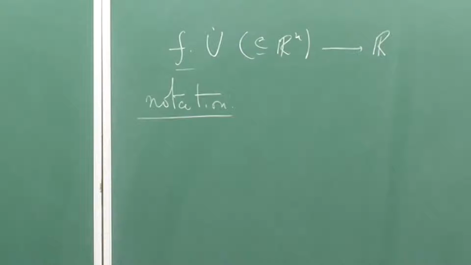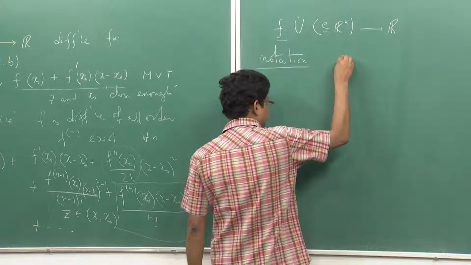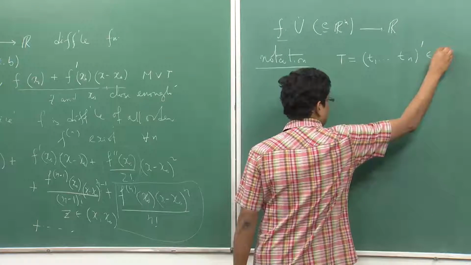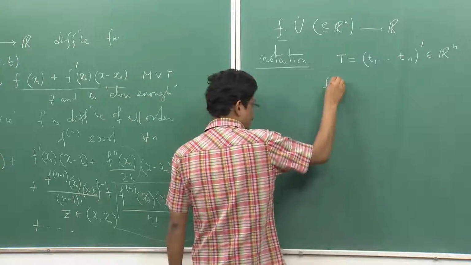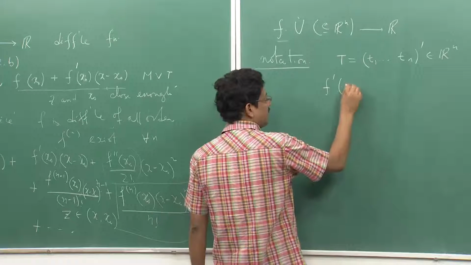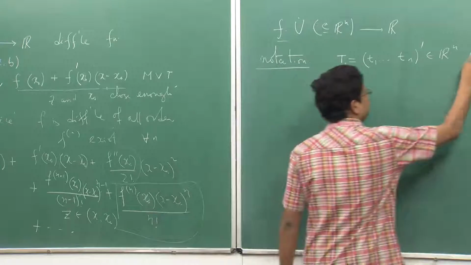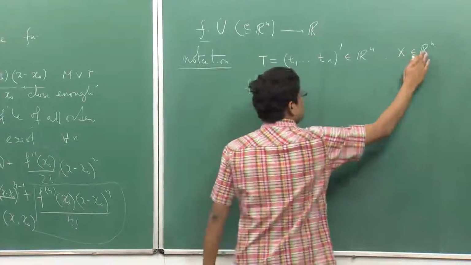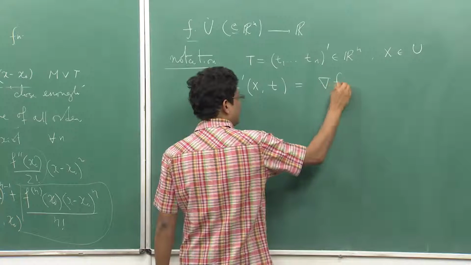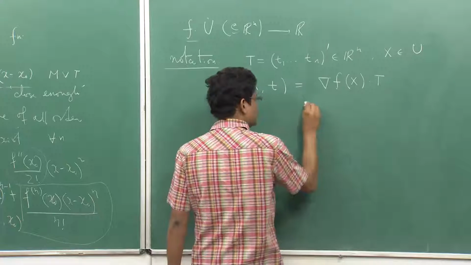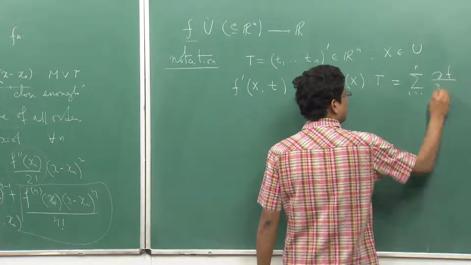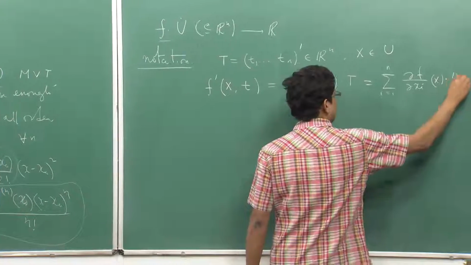Well, so suppose I have a vector T in Rn. So, this f prime at some x in Rn, x in U, at t, we just mean grad f x dot t. So, this is summation i equal to 1 to n, del f del x i at x, times t i.